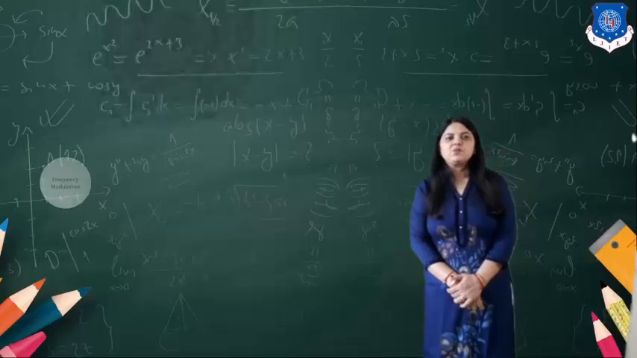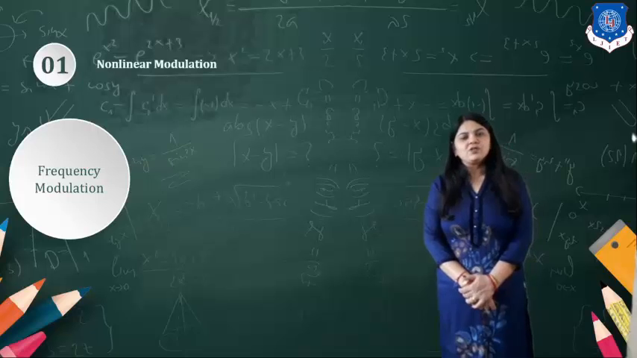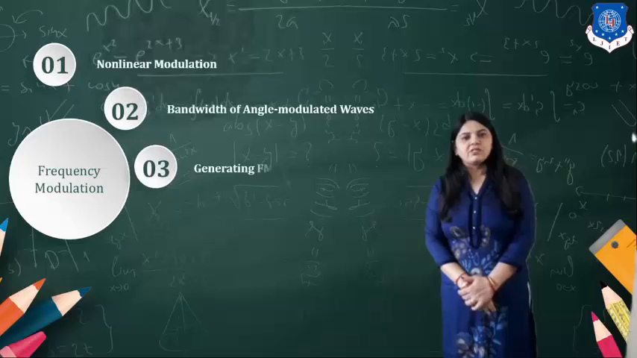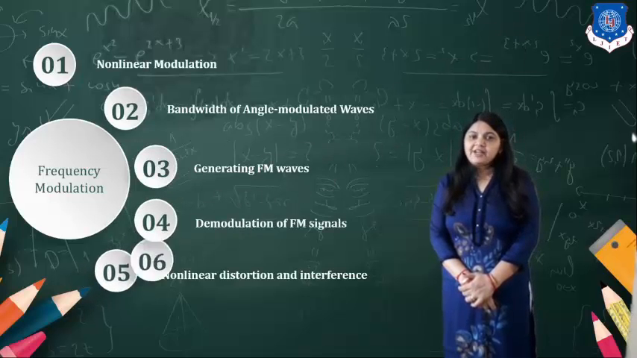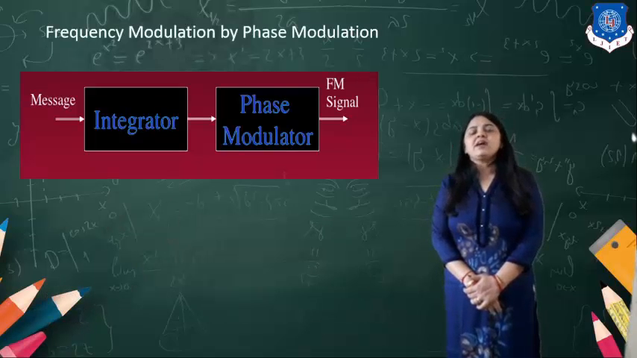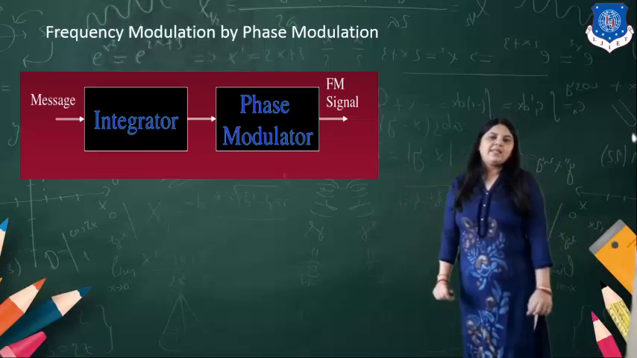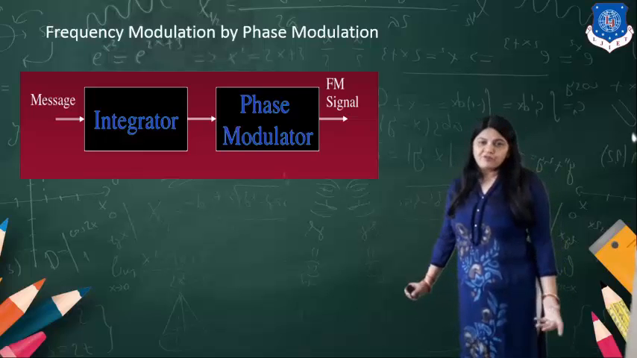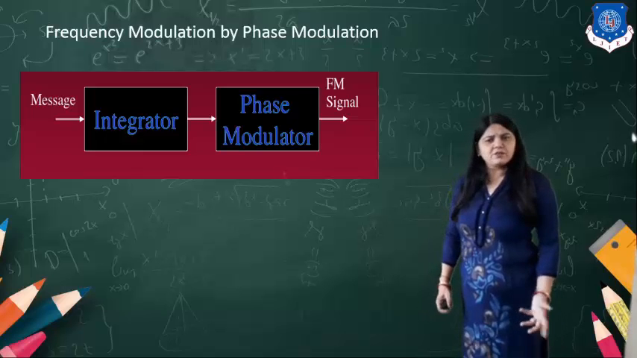In the last video, we learned about frequency modulation. We also learned the mathematical expressions for frequency modulation, the modulation index, and the bandwidth requirement in the case of FM. The other thing we learned was how to generate the PM wave from the FM and how to generate the FM wave using the PM.